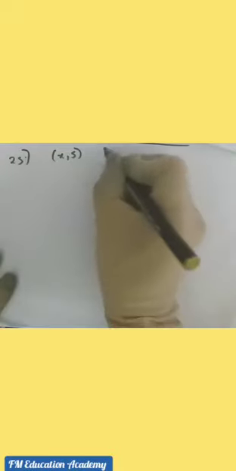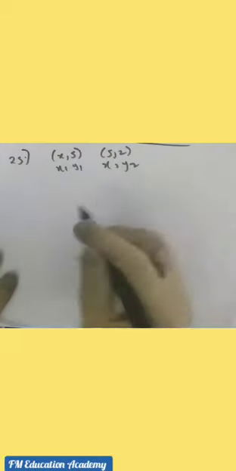Moving on to 25th question. If the slope of the line through (x, 5) and (5, 2) is 3, the value of slope is given in the question and 2 points are given. And here it is asking us the value of x. We are given the points in the question, (x, 5) and (5, 2).